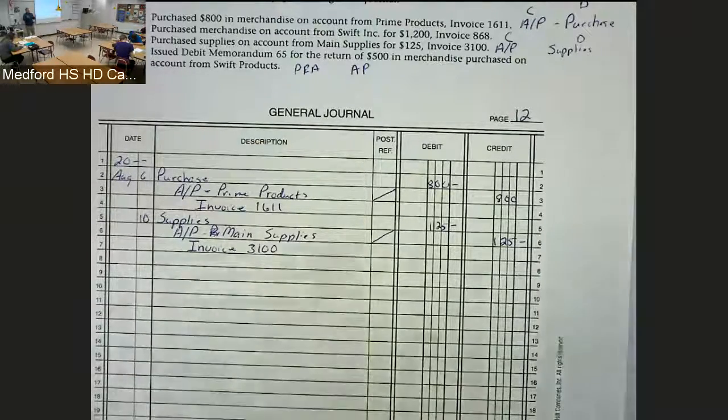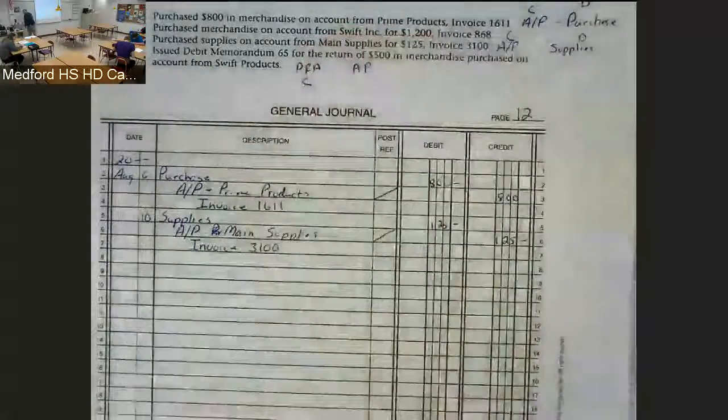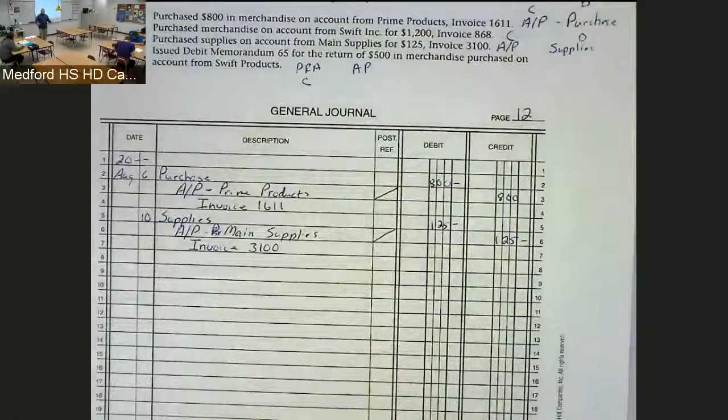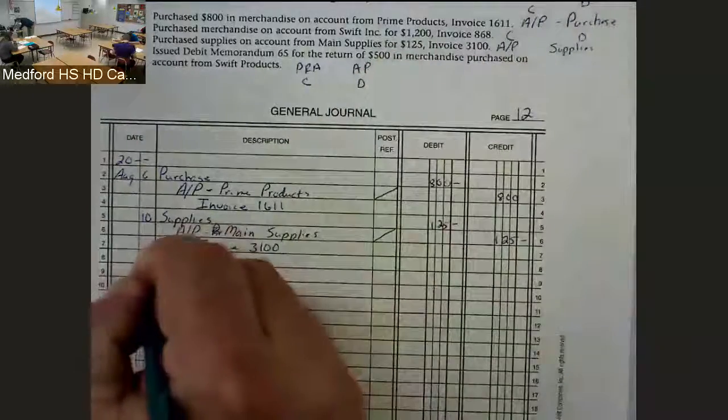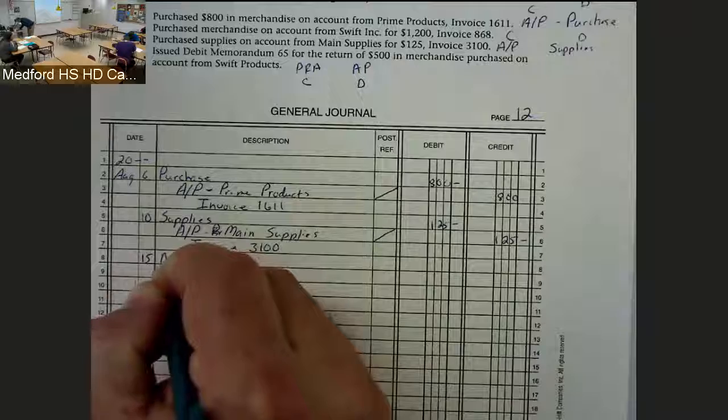Are we increasing or decreasing the amount that we're taking back? Increasing. It is what type of account? Contra cost of merchandise. Contra cost of merchandise has what type of balance? Credit balance. Accounts payable, what's happening, increasing or decreasing? Decreasing. What type of account? Liability. So debit or credit? Debit. Now that we have that, life gets pretty easy.